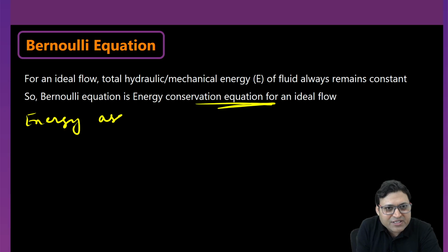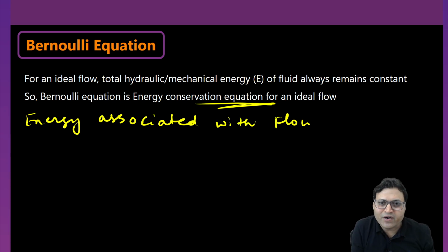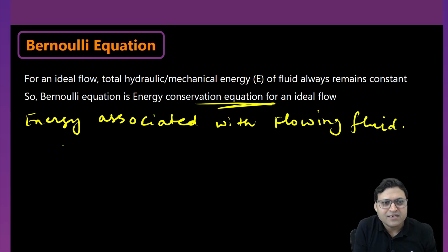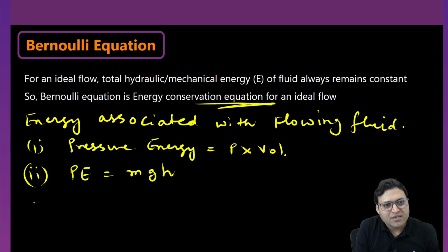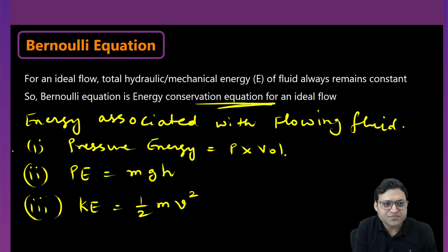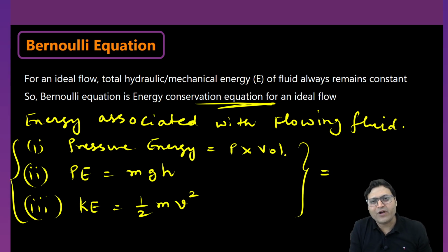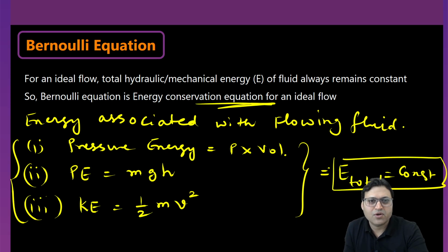The energy associated with flowing fluid consists of: one is the pressure energy, which is pressure into volume. Another one is the potential energy, which is mgh, and the third energy is kinetic energy, which is half m v square. So the sum of these three energies for an ideal fluid, that is the total energy, always remains constant. All right.